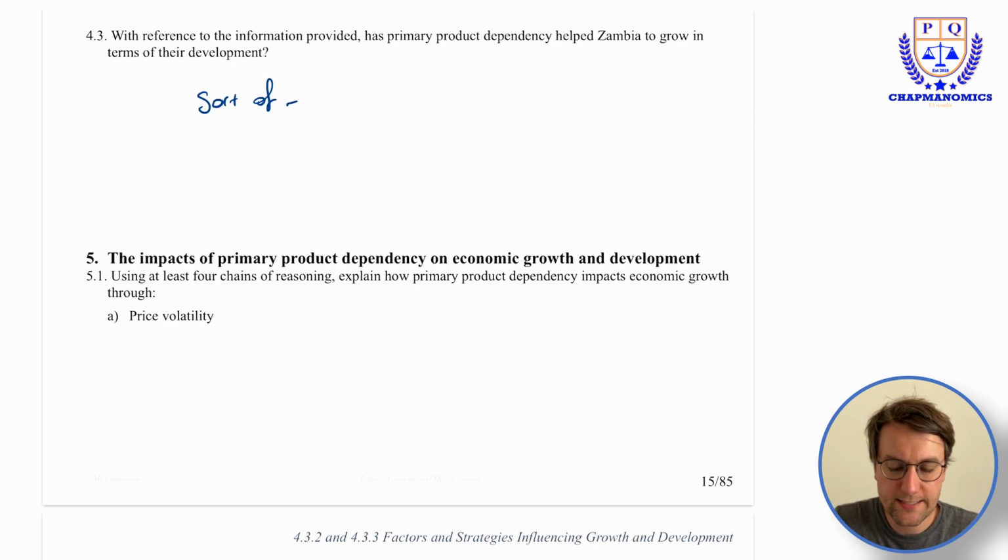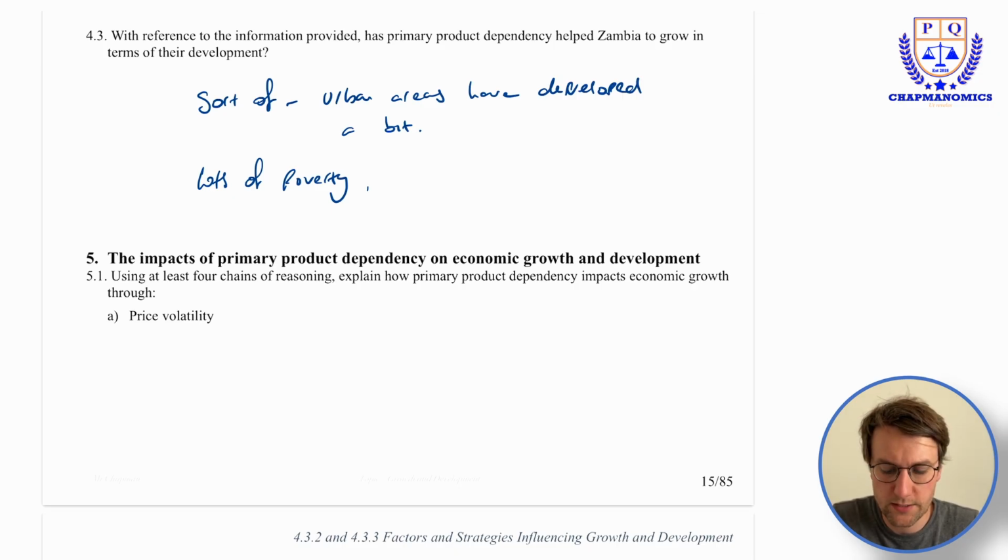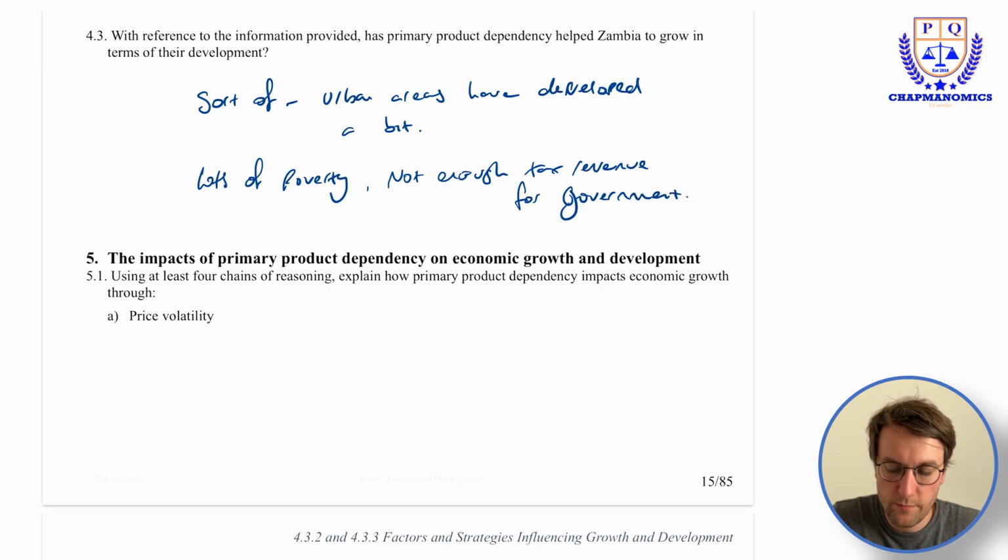So although it has kind of helped again in urban areas, they have developed a bit. Primary product dependency hasn't really helped massively. There's lots of poverty in the country. And again, when there's these bust times, there's not much tax revenue for the government, meaning that the government had to borrow a huge amount of money in order to fund anything development-wise.